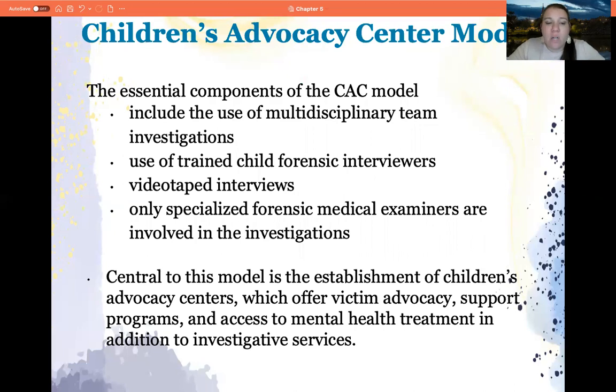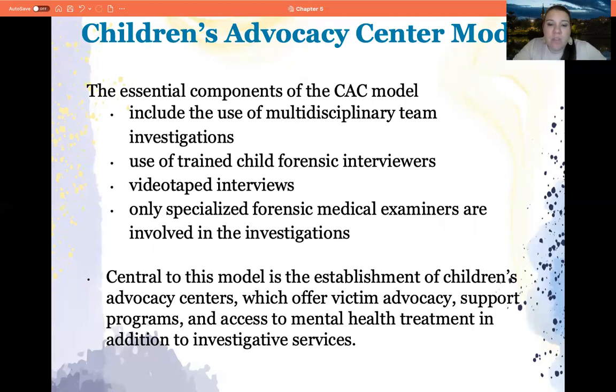And then finally, one of the things, especially in Texas, that is a big component of all sexual abuse cases is the Children's Advocacy Center model. This consists of a multidisciplinary team of investigators. Usually they have trained forensic interviewers who interview the child, and that interview is videotaped. The multidisciplinary team of police, nurses, social workers, investigators, and CPS can all work together on the case.